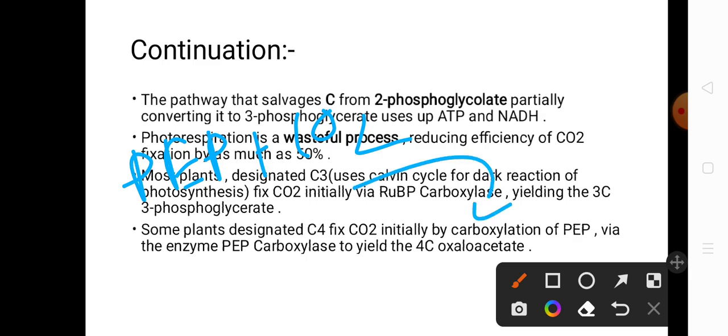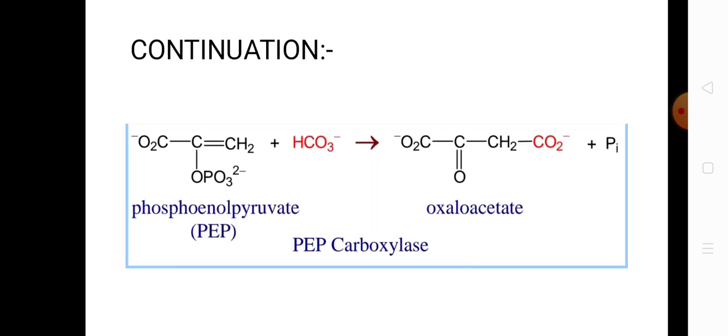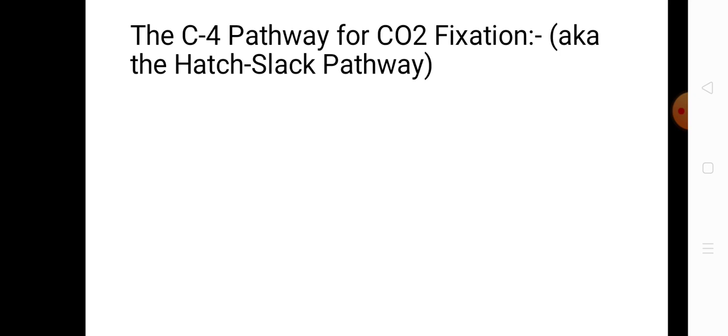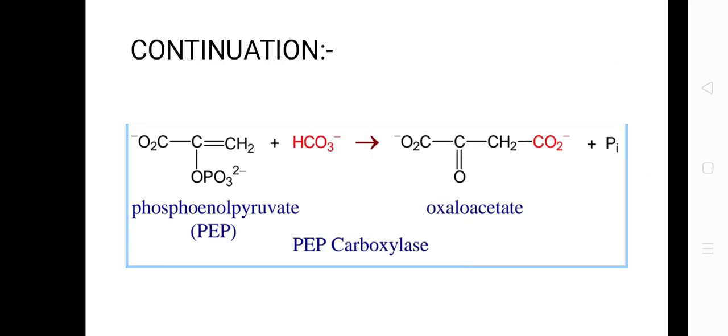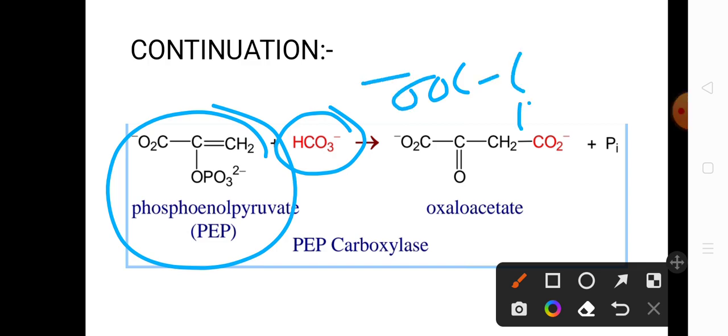In that type of reaction, this oxaloacetate is converted into other 4-carbon intermediates, and that's how they can transport CO2 into the photosynthetic cell, minimizing photorespiration. This type of pathway is known as the Hatch-Slack pathway, and the plants that perform it are known as C4 plants. This is the reaction: phosphoenolpyruvate reacts with HCO3 minus, giving us oxaloacetate.